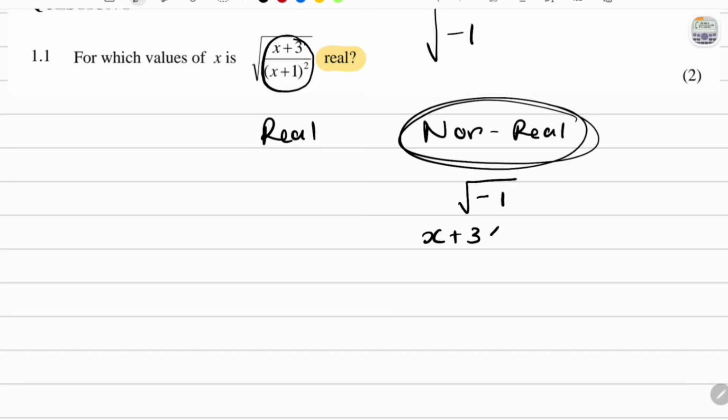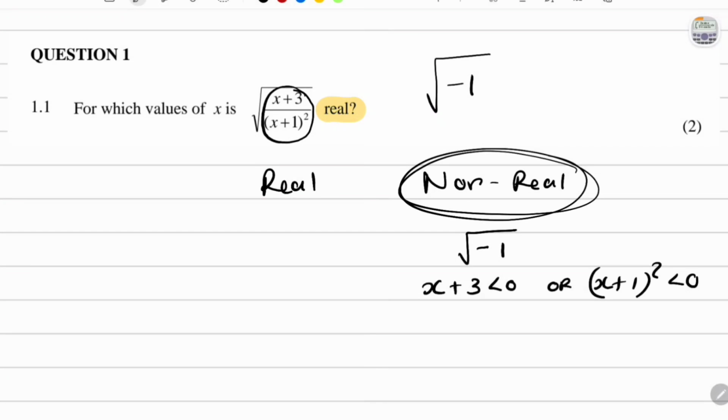So it means that x plus 3 needs to be less than 0, or x plus 1 all squared needs to be less than 0. Because if they are negative, then your expression would be non-real. I know if I say they are negative, it sounds like you're saying that the numerator is negative and the denominator is negative. Not really. I'm not saying they're negative at the same time. I'm saying either one should be negative, and that's why we're using the word or. That's really why the word or is usually used in quadratic equations. So either the numerator needs to be negative, or the denominator needs to be negative.